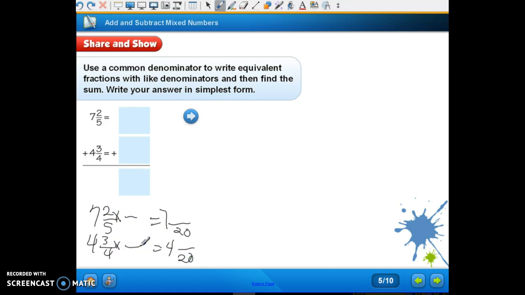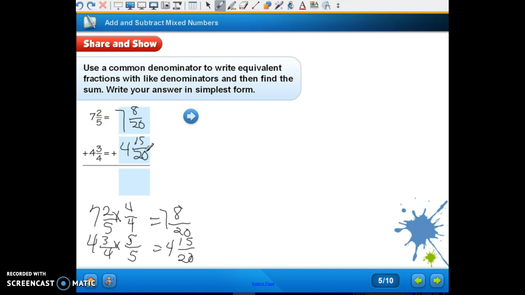Okay. What do I have to multiply 5 by to get 20? 4. Do it on the denominator, got to do it on the numerator. 2 times 4 is 8. 4 times what is 20? 5. 5 times 3 is 15. So we have 7 and 8/20ths, 4 and 15/20ths. And we're adding.